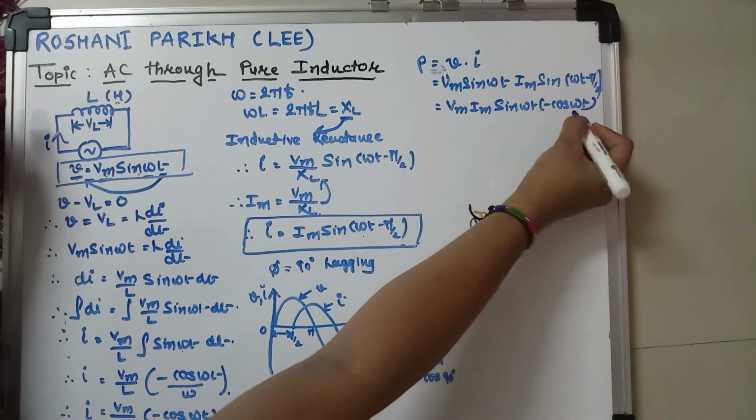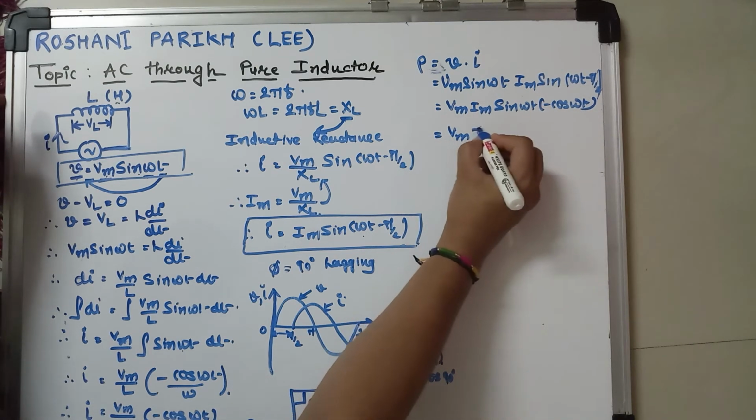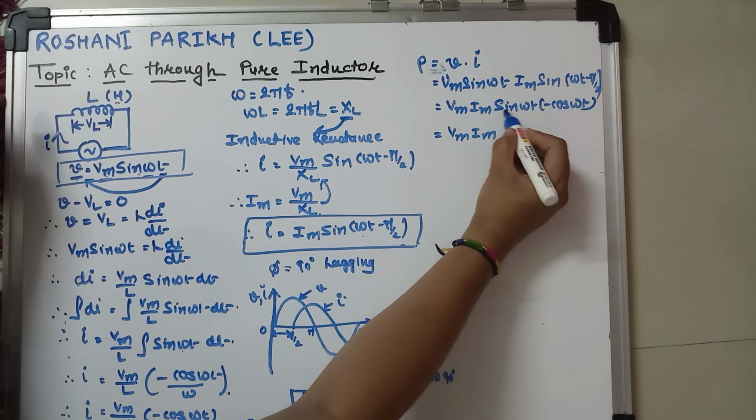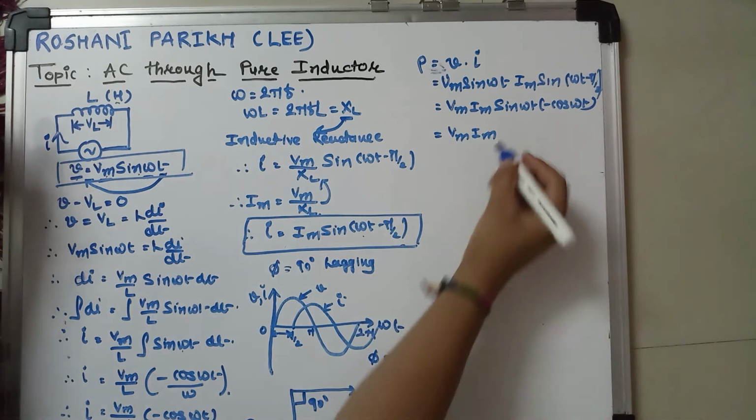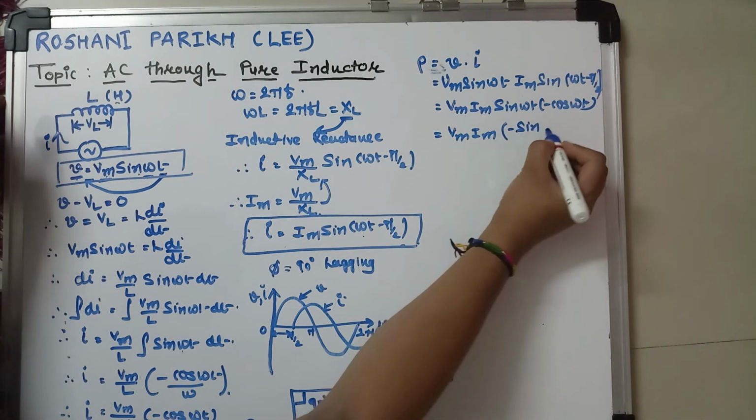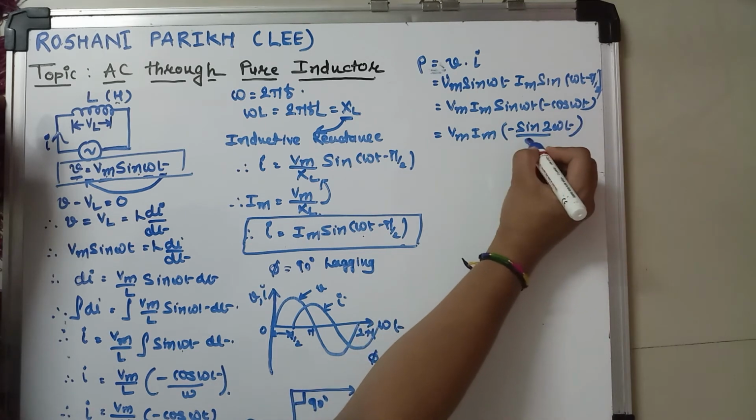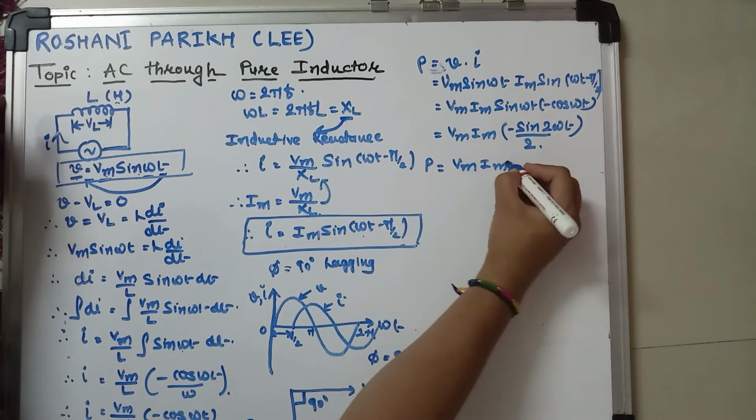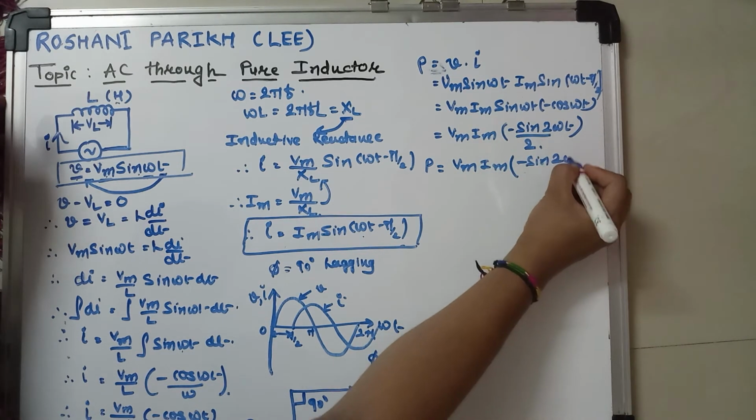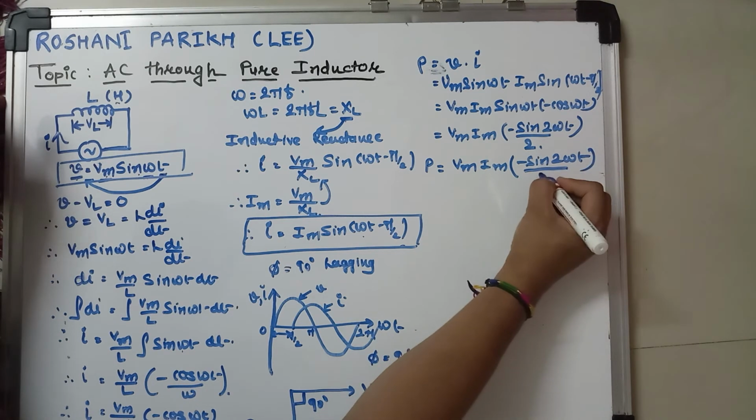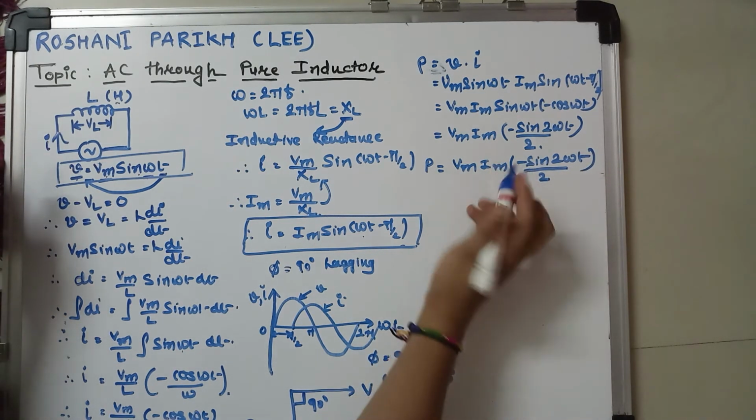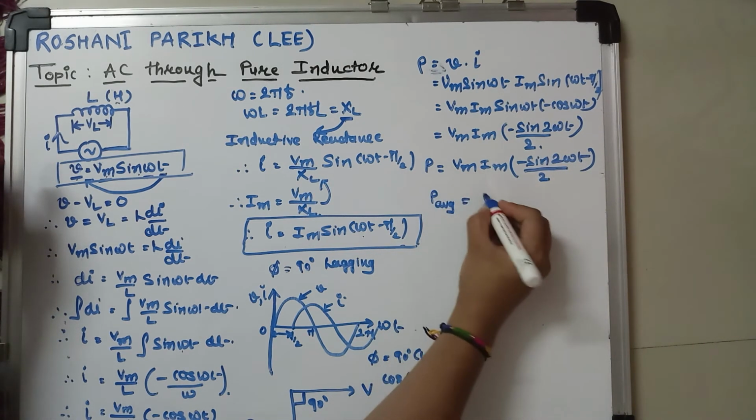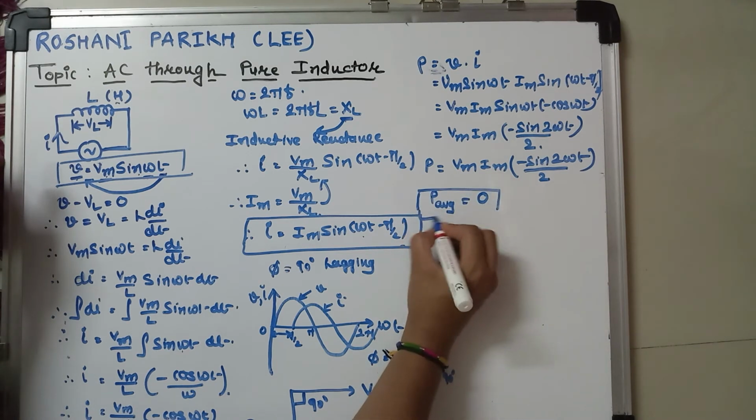Now what is sin omega t cos omega t? As per the mathematical equation, if we multiply and divide by 2, then 2 sin omega t cos omega t is sin 2 omega t. So here, minus sin 2 omega t divided by 2. So power P is equal to Vm Im times minus sin 2 omega t divided by 2. Now if you take the average of the power, then this term is 0. So average power for a purely inductive circuit will be 0.